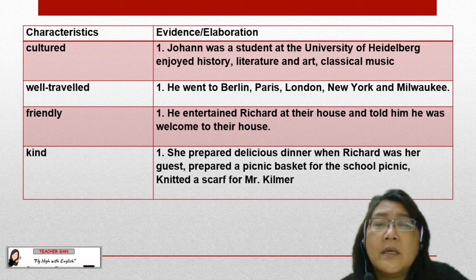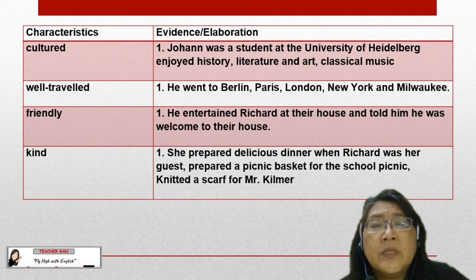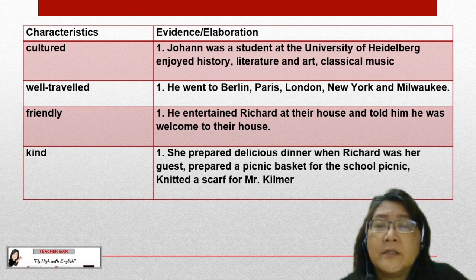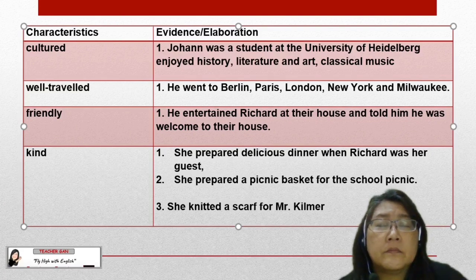Let's look at their characteristics. They are cultured. Evidence: Johann was a student at the University of Heidelberg. He enjoyed history, literature, and art, and also classical music. He is also well-traveled. He went to Berlin, Paris, London, New York, and Milwaukee. He is also friendly. He entertained Richard at their house and told him he was welcome to their house.